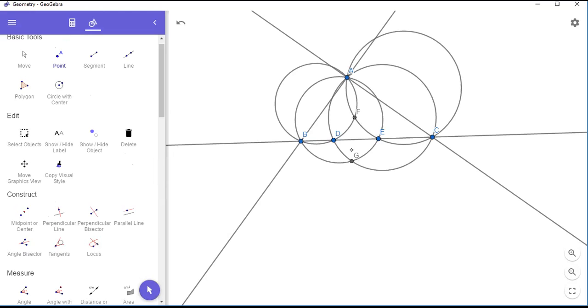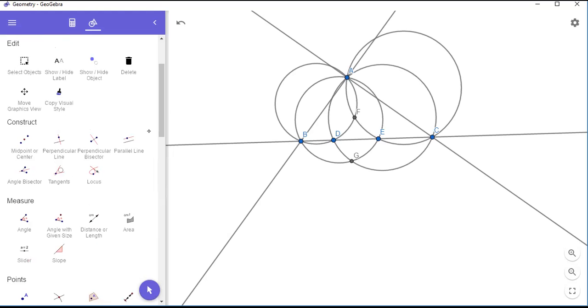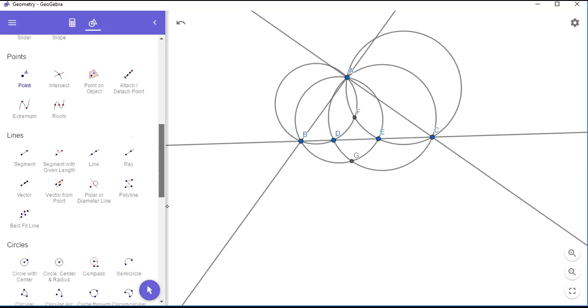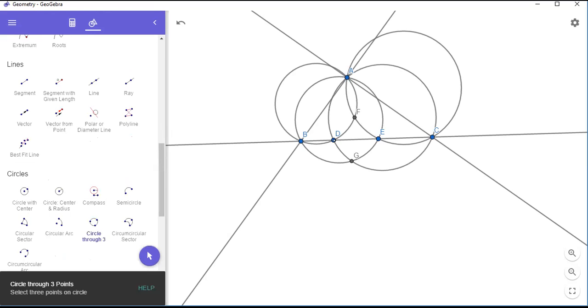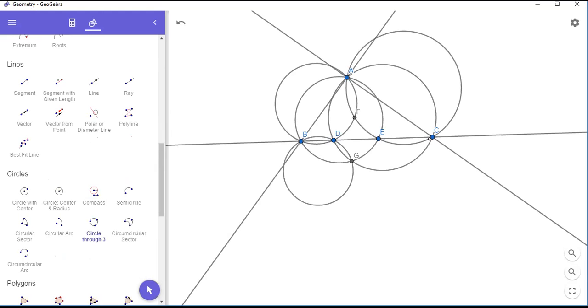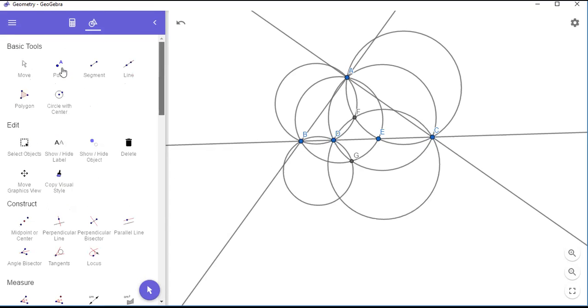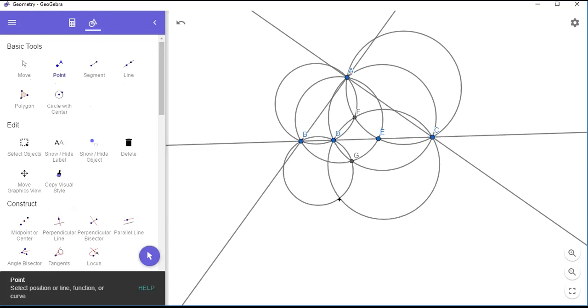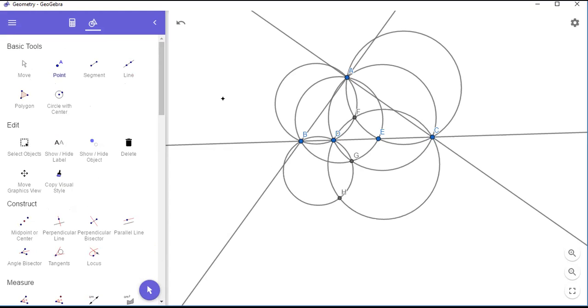All right, so H now is the intersection of BDG and CDF. So B, D, G, and C, D, F. Okay. So the second point of intersection of this, and that's H. Okay, so this is a construction we need.